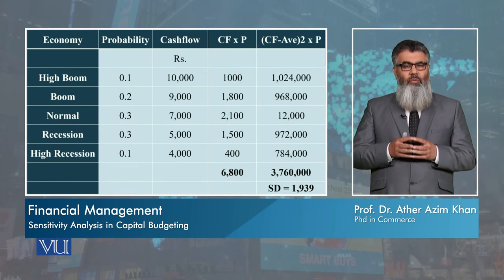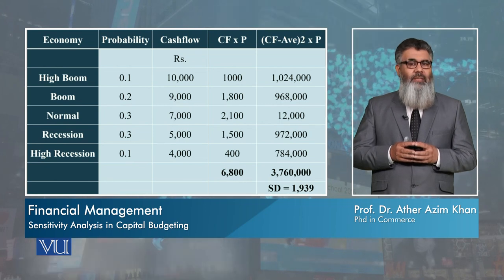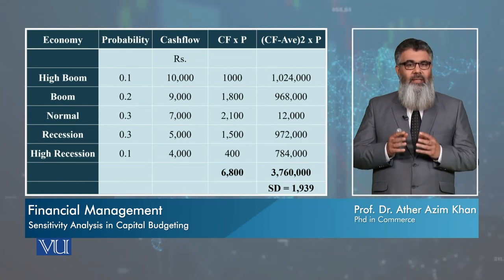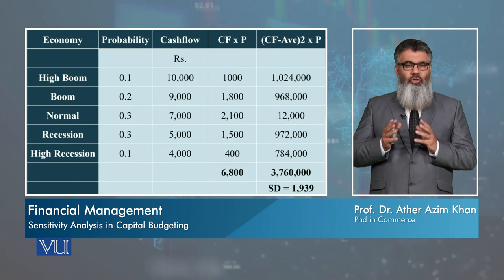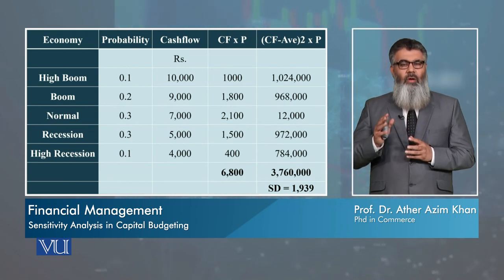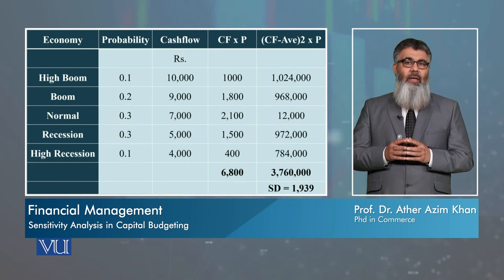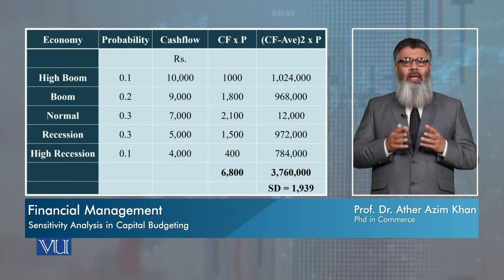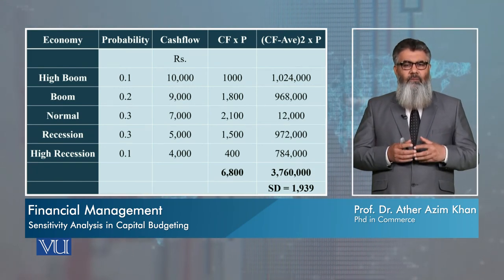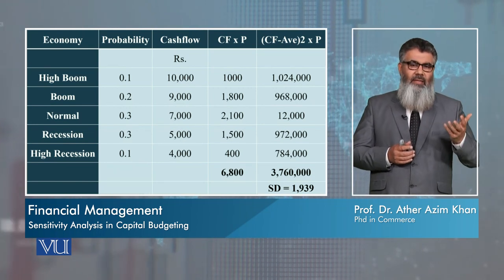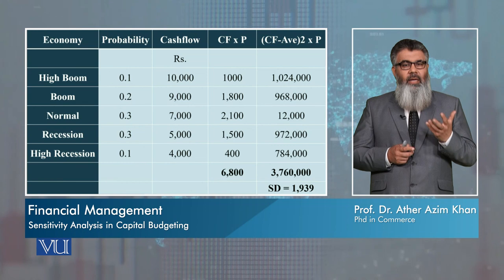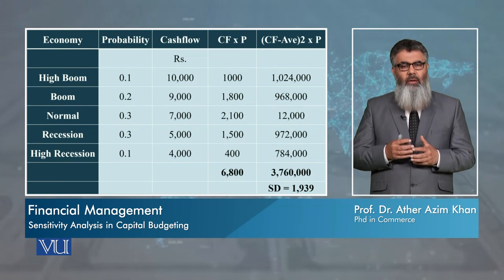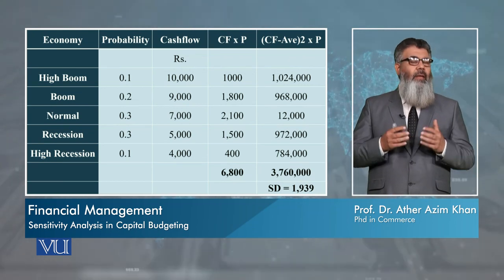So if we take the square root of 3.76 million, hamare paas jo answer aata hai, wo 1,939 hai. Yani is capital investment mein jo risk ka element hai, wo 1,939 hai. In other words, main yun keh sakta hoon ke hamara 6,800 ka expected amount of cash flow jo hai, wo 1,939 se badh sakti hai, yani takriban 8,800 ke kareeb ja sakti hai, ya 1,939 se kam ho sakti hai aur 4,800 ke kareeb aa sakti hai.